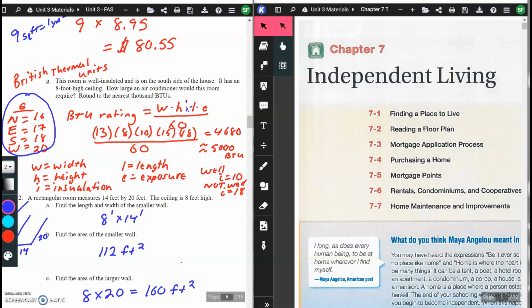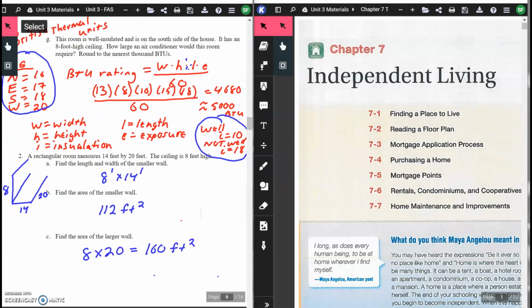5,000 BTUs. Now, when it says this room is insulated well, "well" is the key part here. Well, the I number is going to equal 10. If it says not well, the I number, the insulation number, is 18. That all comes into play right over here off to the side, so make sure you read that problem all the way through. A lot of stuff going on for that part.